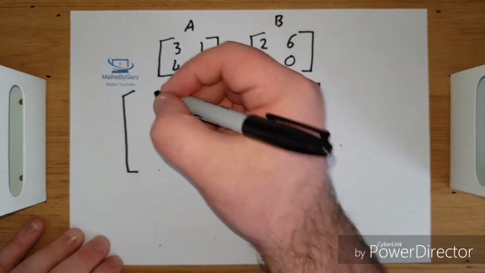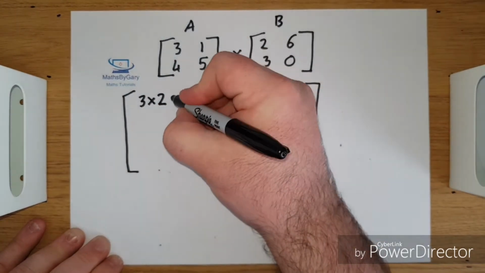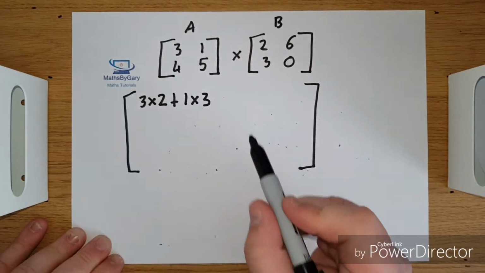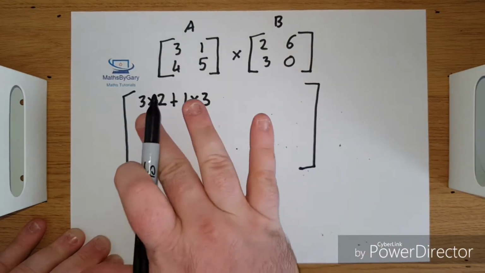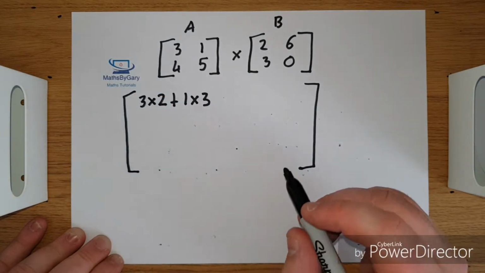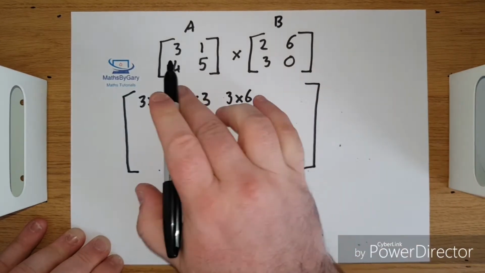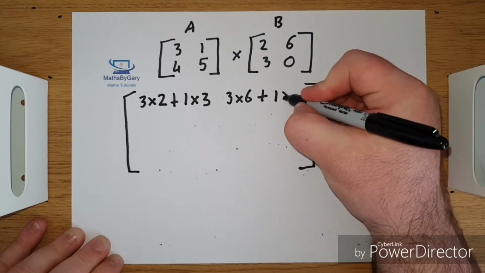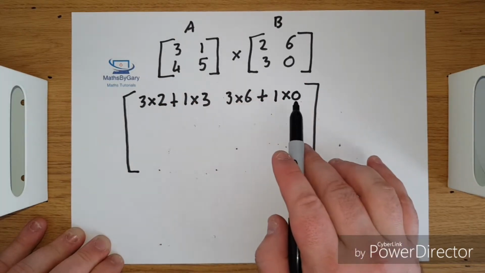So we have 3 times 2, and then we add 1 times 3. Again, that's us multiplying this by this. The next entry will be 3 multiplied by 6, so we have 3 times 6, and then add 1 times 0. Just to confirm, 3 times 6, add 1 times 0.